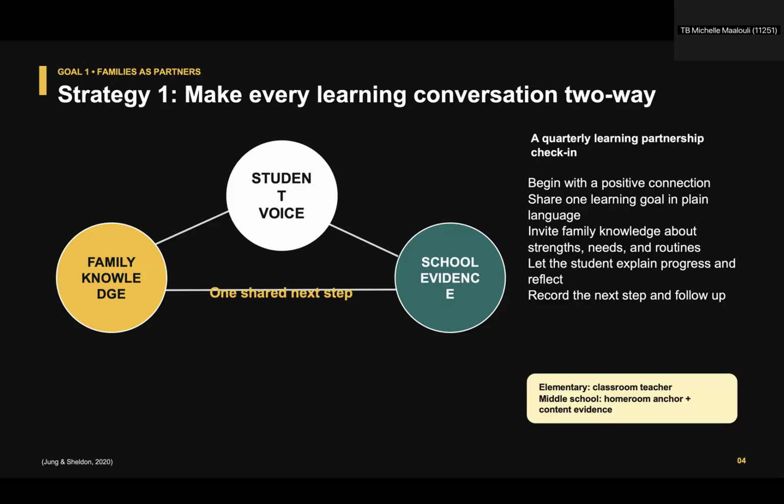We are also going to have student voice. Students will explain their progress and help identify the next steps. And that gives families and students a role beyond just receiving information.